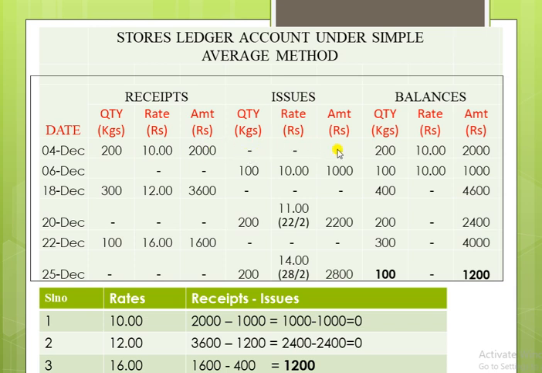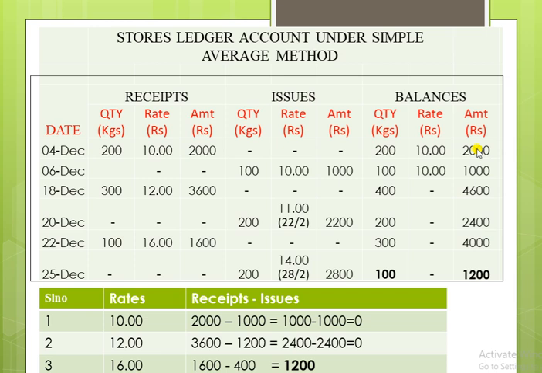The same has to be forwarded to the balance on that particular day. Whatever purchases or receipts have been made, that has to be carried to the balance. So the same 200 at rupees 10 per kg, 2000, has to be carried.